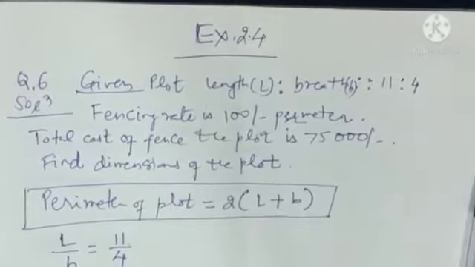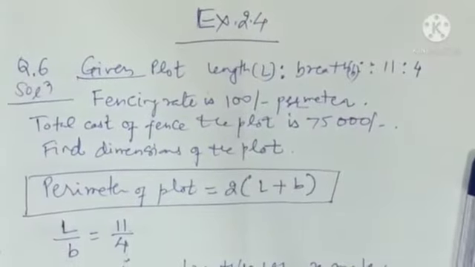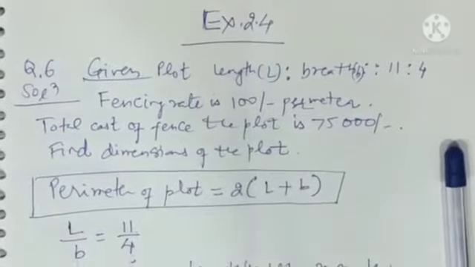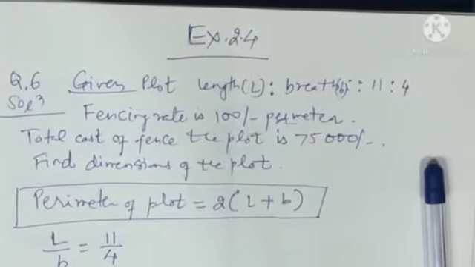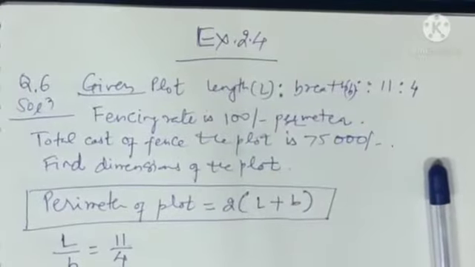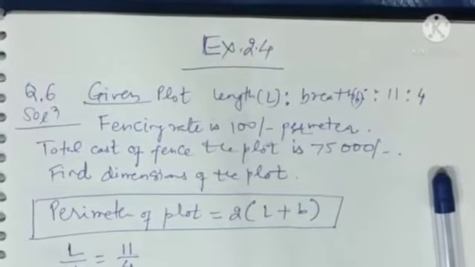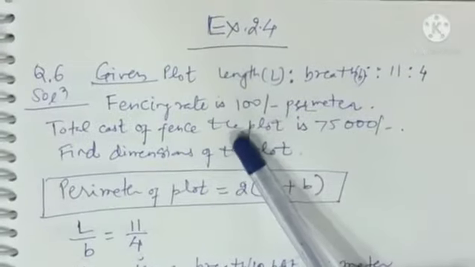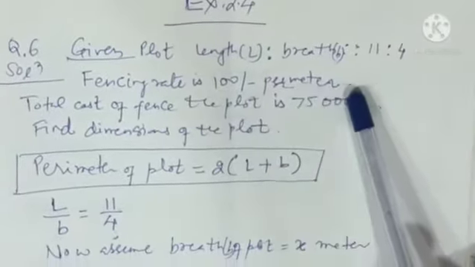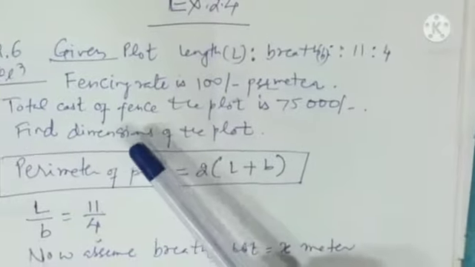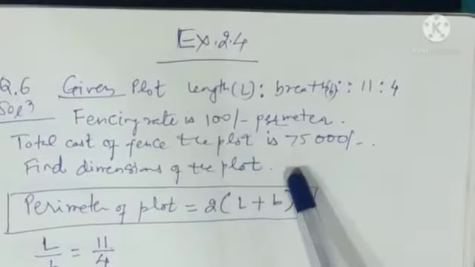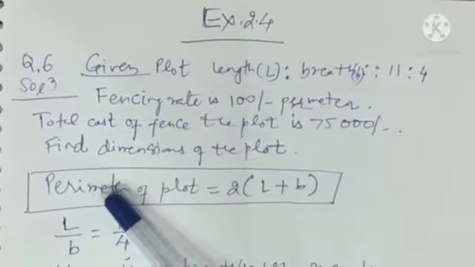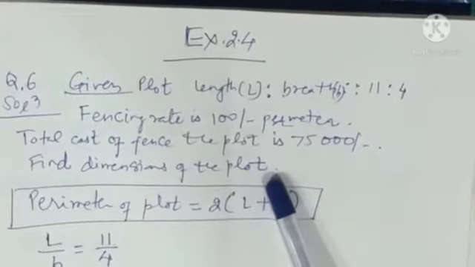Now today we solve Exercise 2.4. We take question number 6. In that question, the given part is that the plot's length and breadth ratio is 11:4 and the fencing rate is 100 rupees per meter. The total cost of the fence of the plot is 75,000 and we find the dimension of the plot.